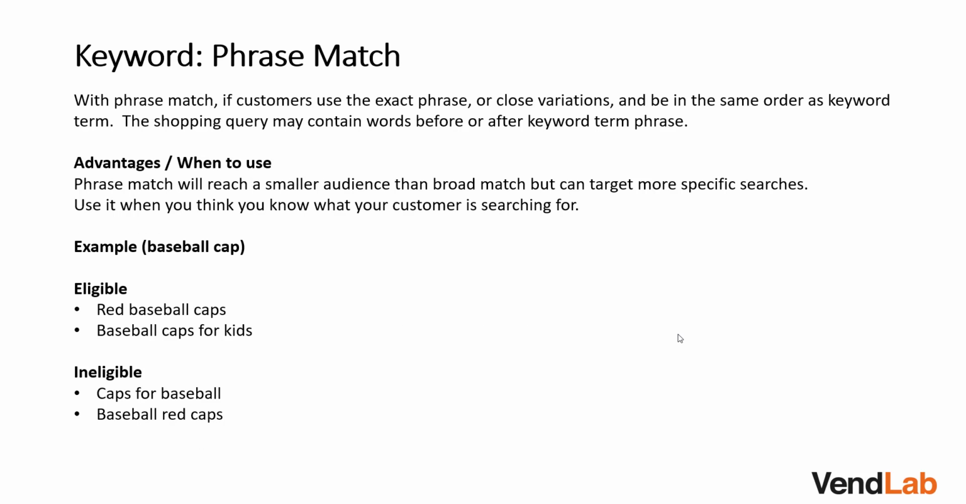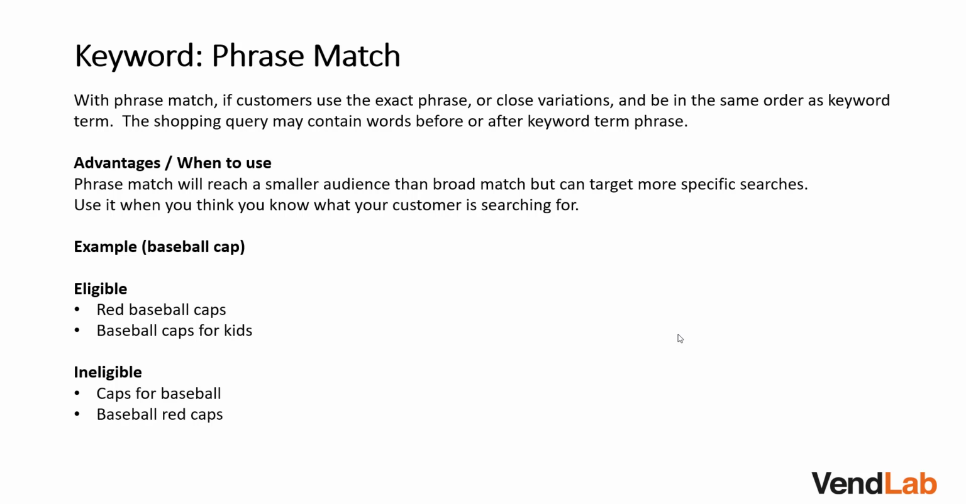With phrase match, the customers must use an exact phrase or close variations, and it must be in the same order as the keyword term. However, the shopping query may contain other words before and after the keyword term phrase. Use phrase match if you want to reach a smaller, more specific audience and you think you know what your customers are searching for. For example, if the customer uses the search baseball cap again, eligible key phrases would be red baseball caps or baseball caps for kids, because they both contain the phrase baseball cap in the right order. Ineligible searches would be caps for baseball or baseball red caps, because they do not contain the phrase baseball cap in that specific order.